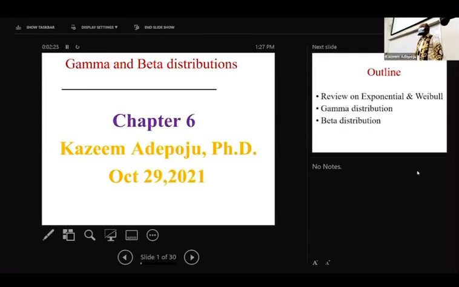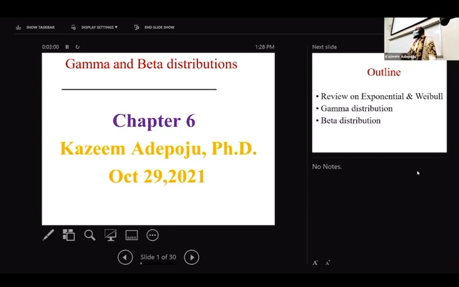Beta distributions. But you know what? I actually received some messages from some of you, and I want to have a review on the exponential, Weibull, then gamma and beta distribution. I'm going to tell you the connections they have. Because of that, I edited the lecture slide that I uploaded previously.